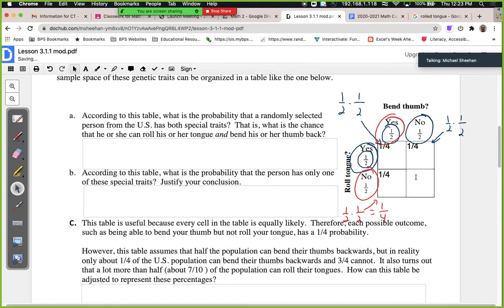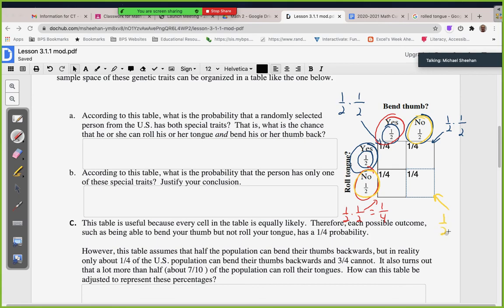And then same thing over here. This is also going to be 1/4 because I'm multiplying these probabilities. Half of all people cannot bend their thumb. Half of all people cannot roll their tongue. So how many people cannot bend their thumb and cannot roll their tongue? 1/2 of 1/2, 1/4. Are we feeling okay about this or not sure?